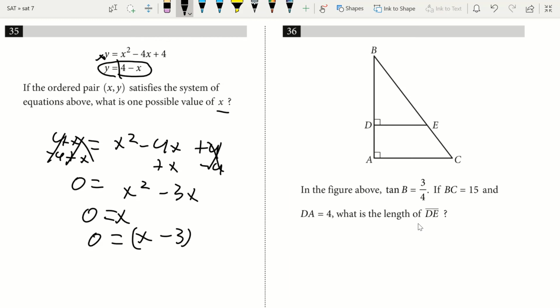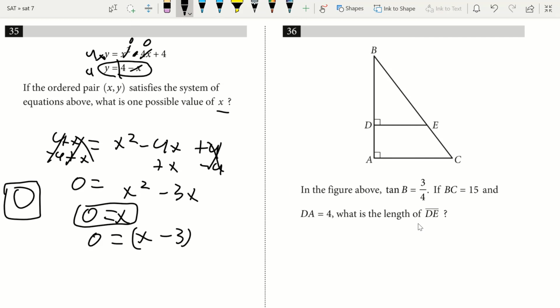So what is one possible value of x? Well, we got it right here. x can equal 0, so 0 will be my answer. I can quick check that. If I plug in 0 for x here, I get 4 minus 0, which is 4. If I plug in 0 for x there, I also get y equals 4. So one possible value of x is 0.